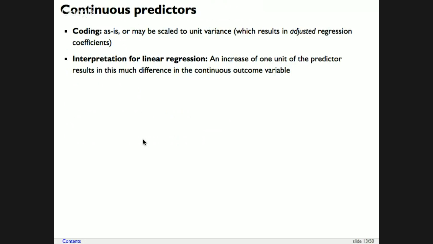So if the predictor were, say, the weight of the spider in milligrams, then with as-is coding, the interpretation of that coefficient would be how much the coefficient of friction changes per 1 milligram change in the weight of the spider. And if it were scaled, with adjusted regression coefficients, the interpretation would be the amount that the friction coefficient changes per 1 standard deviation change in the spider weight.